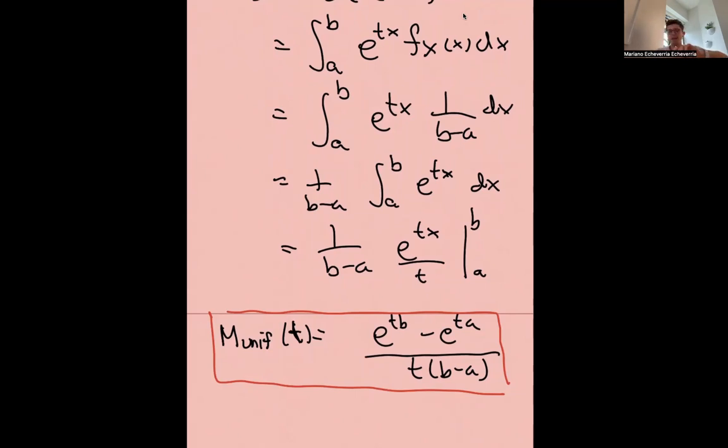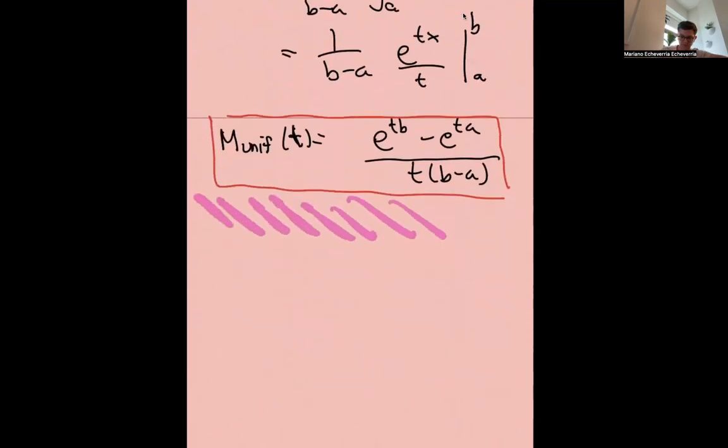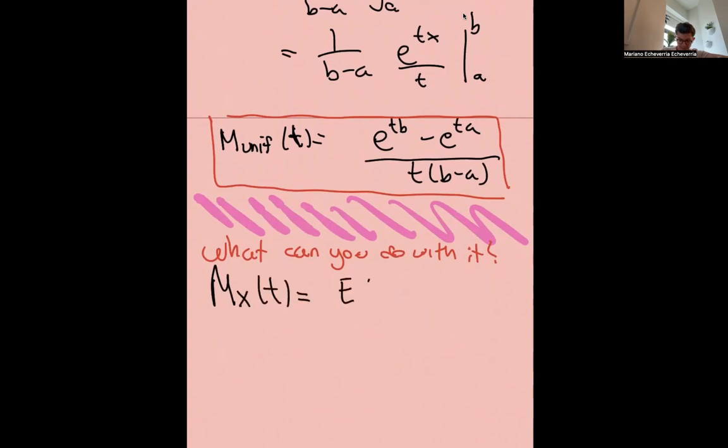And so now, we can start. Now that we have two examples that make clear that it depends on t, we can discuss what it is useful for. What's the point of the moment generating function? What can you do with it? Well, notice that this is defined as the expected value of e to the tX.